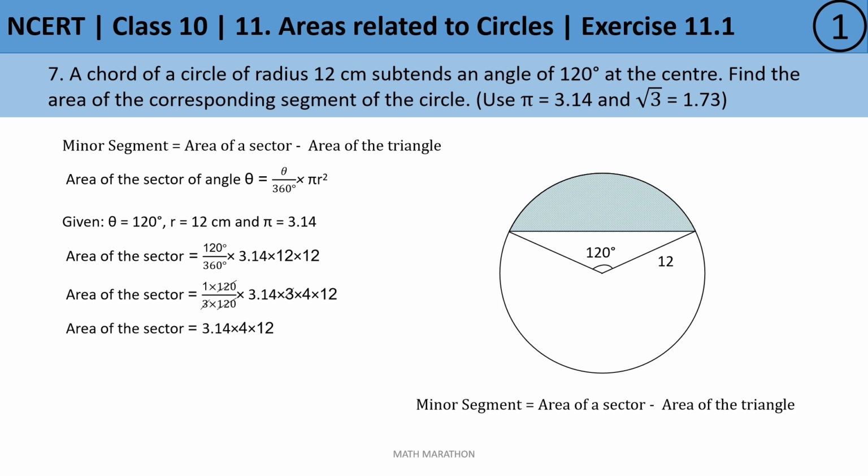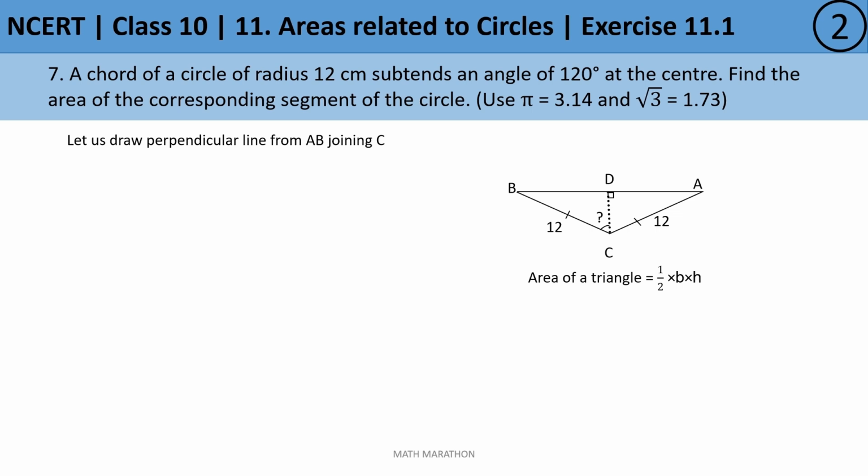Area of sector is equal to 3.14 multiplied by 4 multiplied by 12. Area of sector is equal to 3.14 multiplied by 48. Area of sector is equal to 150.72 centimeter square. In triangle ABC, let us draw a perpendicular line from AB joining C.